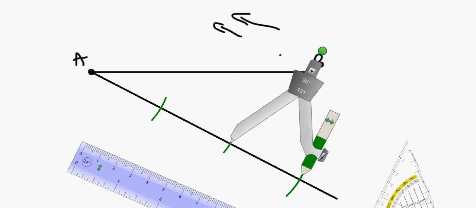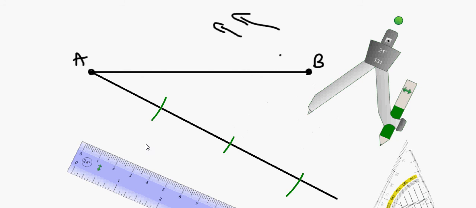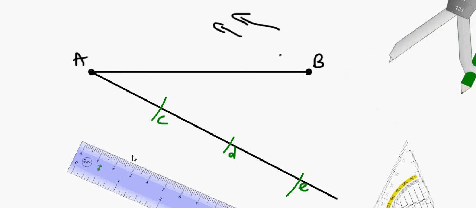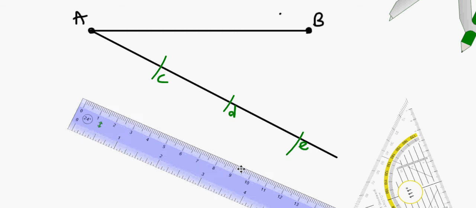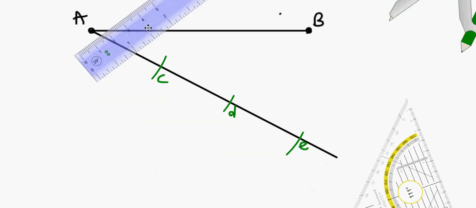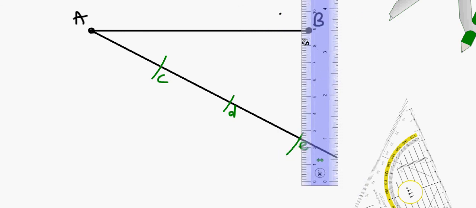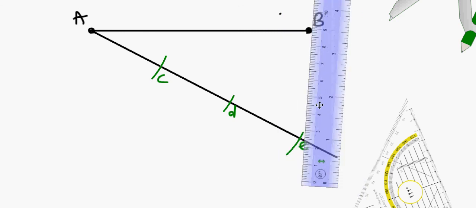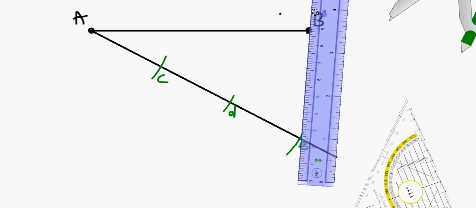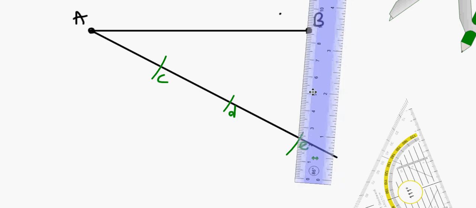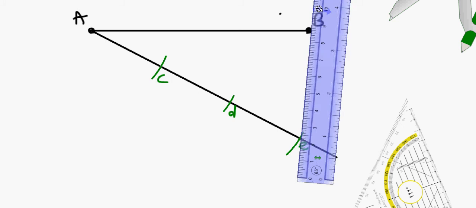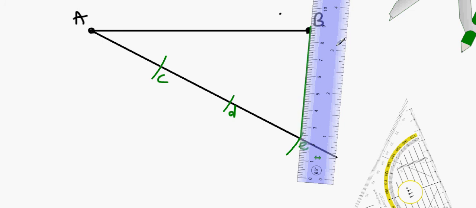So what we can do is label these. We can label them C, D, and E. And like last time, we're going to get our ruler and join the last point, which is E, to B. So E to the point B. Like so. As you can see, it joins up there, E to B.